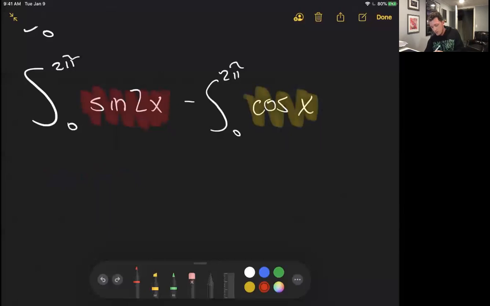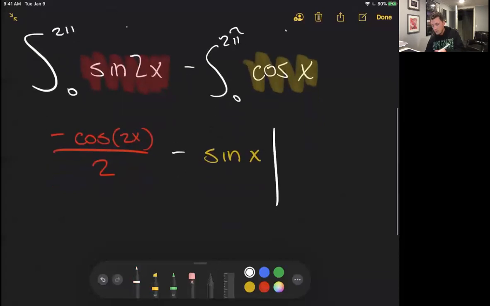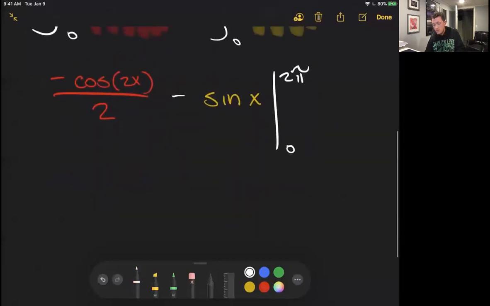Like I said, we separated both of these right here, this guy and this guy. So now let's calculate their respective integrals. You end up getting the negative cosine of 2x over 2 when you calculate the antiderivative for the first half, minus the sine of x, which is the antiderivative of cosine of x. So last but not least, you're going to calculate the integral from 0 to 2 pi, and when you calculate that, you end up getting 0.